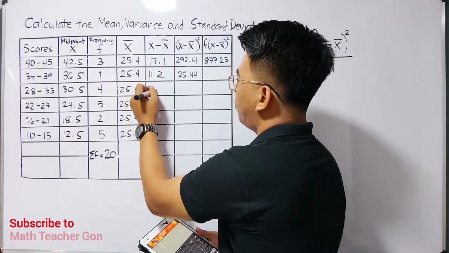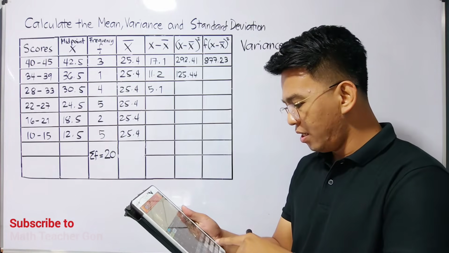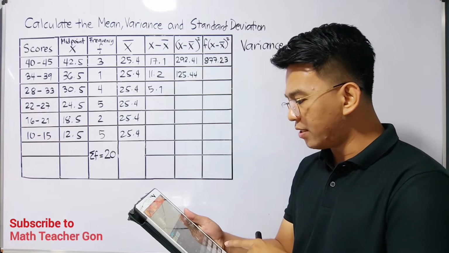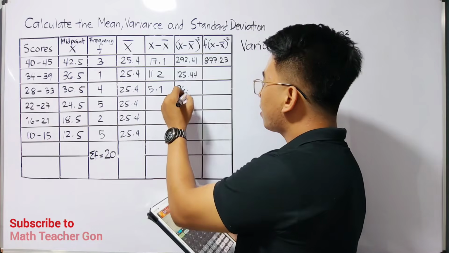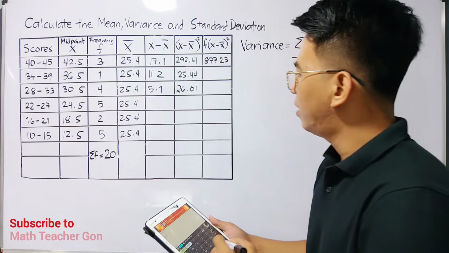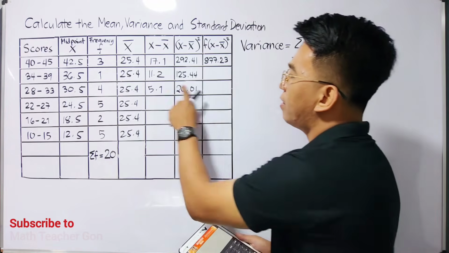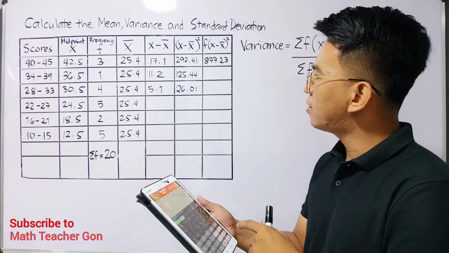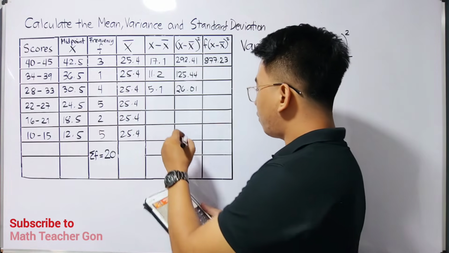Okay, 5.1. Kaya itong ginagawa ko para sa akin kasi mas madali itong part na to. And then yung answer natin is to be raised by 2 or multiplied by itself. That is 26.01. And then, yung 26.01 natin, multiply natin by the frequency, which is 4. And that is 104.04.